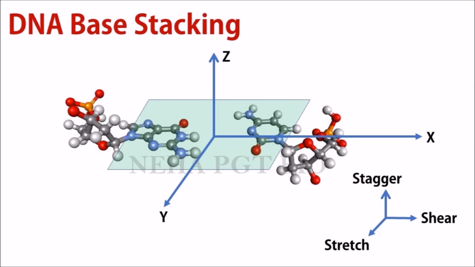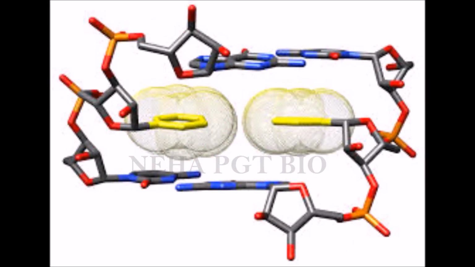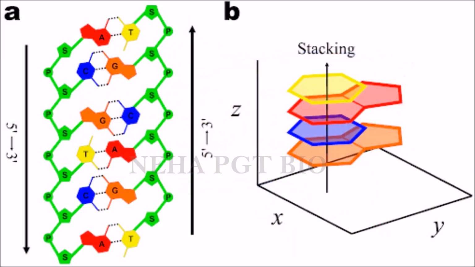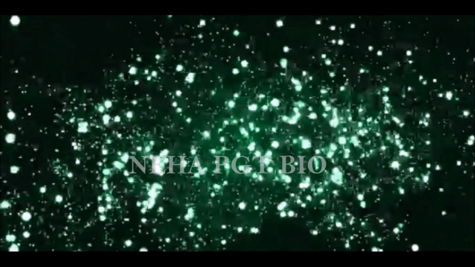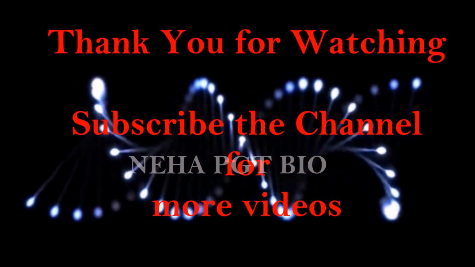Second positive force is base stacking. In the structure of the DNA double helix, the consecutive bases are stacked over one another. That is, one base is on top of another base. This stabilizes the structure of DNA by providing stability. So this was all about the double helical structure of DNA.